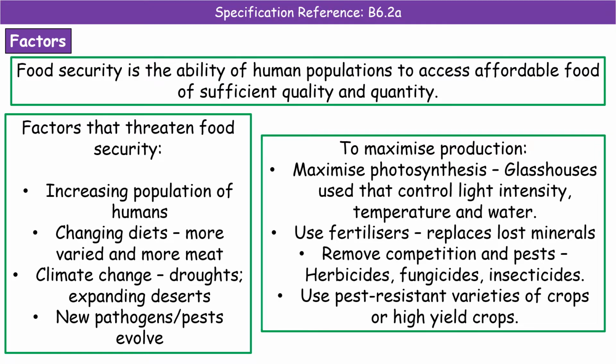So what we're talking about is food security, the ability of human populations to access affordable food of sufficient quality and quantity. So that's our little definition to know for food security first of all.